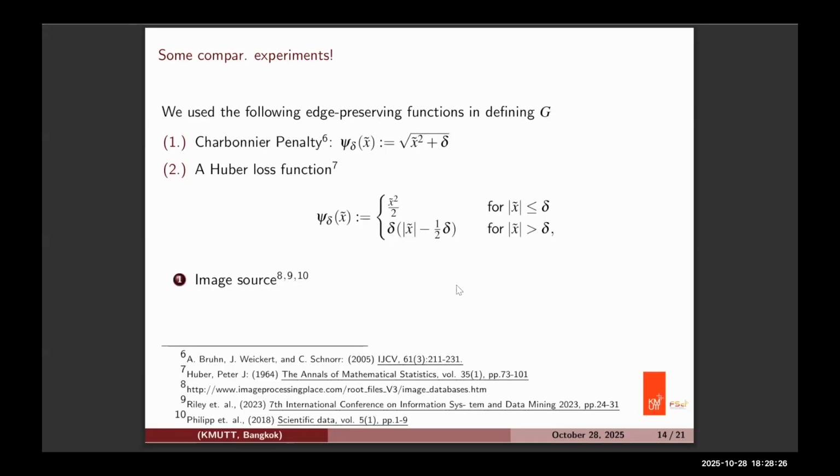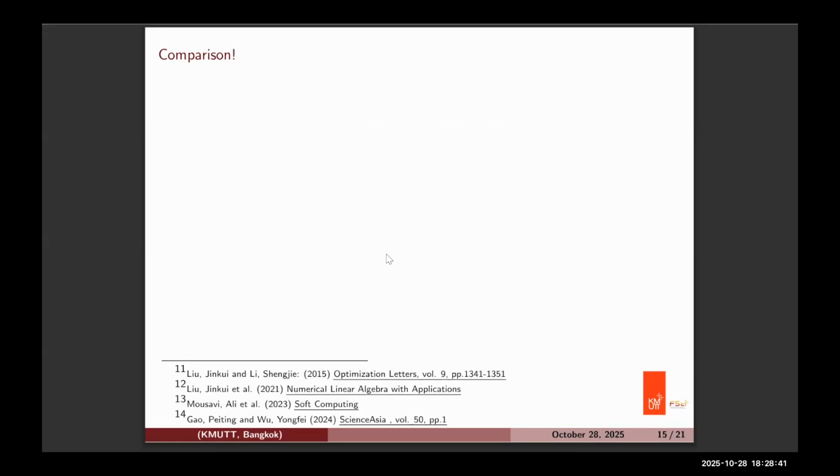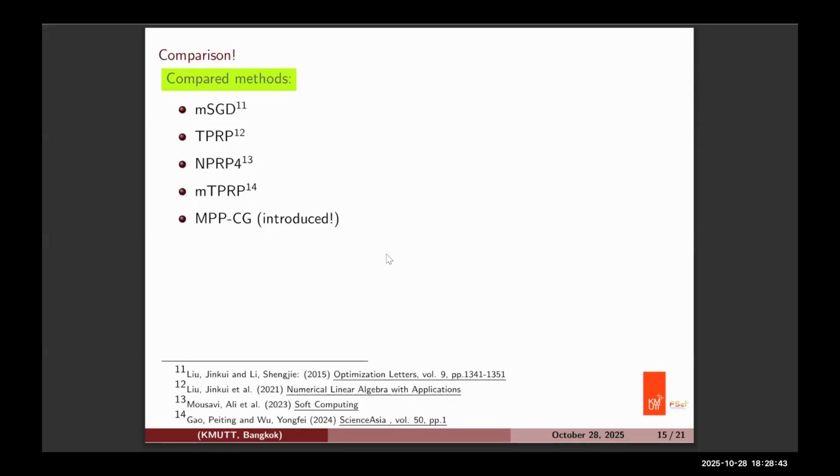And we also consider images from multiple sources. Here we consider images from roughly 3 sources, just to have a diverse set of images and to see how the performance of the method could be over those images. And we make some comparison over some existing approaches.